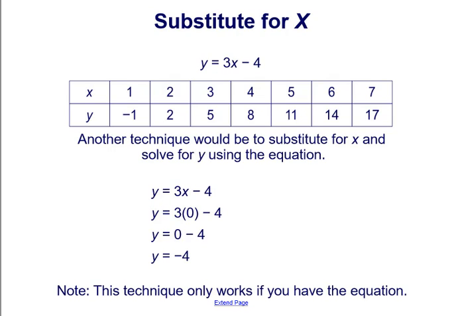Another technique would be to substitute x equals 0 and solve for y using the given equation. So if our equation was y equals 3x minus 4, we're substituting in that x equals 0. So that would be 3 times 0 minus 4, and then 0 minus 4 gives us the y-intercept of -4. It confirms what we found when working backwards from the table. And note, this technique only works if you have the equation. You can't substitute x equals 0 into an equation if you don't have the equation.